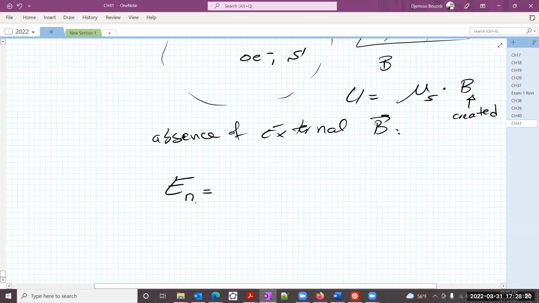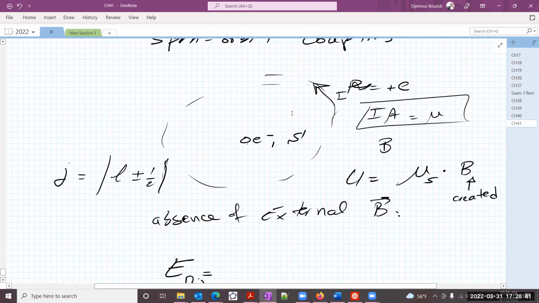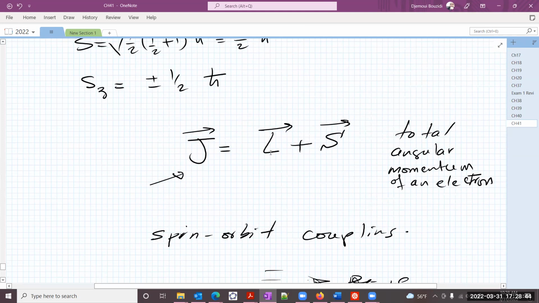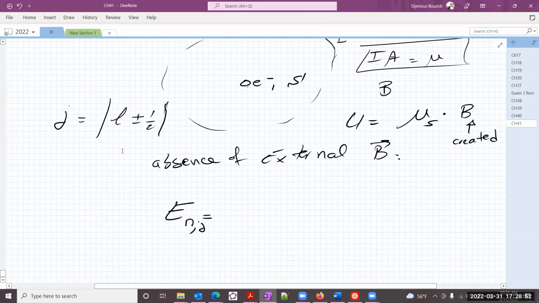So it's no longer dependent only on the value of n, but it depends on this value of J now. Remember, J in magnitude is going to be given by L plus or minus 1/2, because the spin can be in that value. So J, since it's the sum of these two vectors, depends on L first. L is shifted up or down by this value of the spin, okay? That is basically the value of J. We need to find it first. So each level, if you wish, is going to be broken down into two.